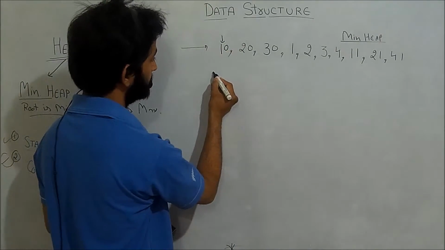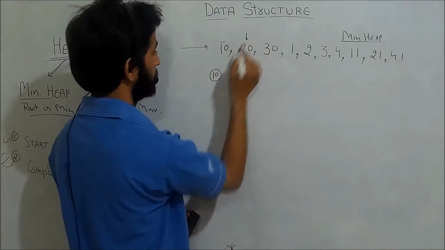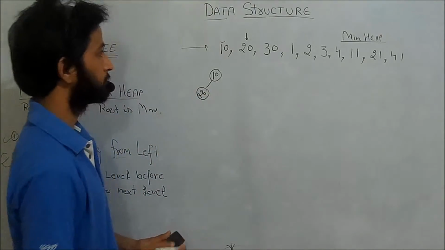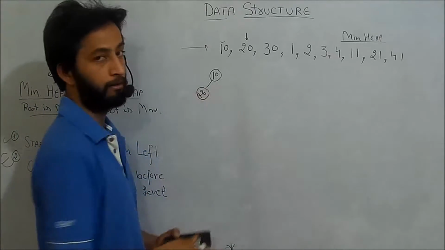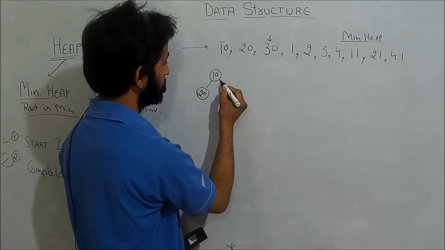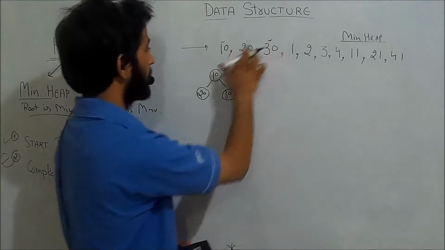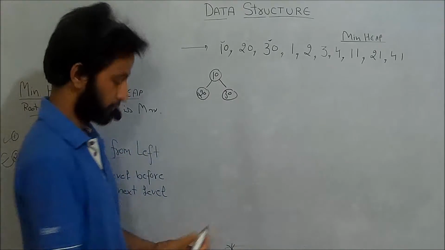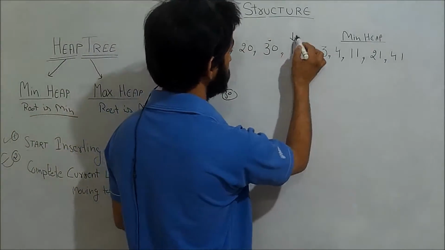Okay, so let us start with the first element, that is 10. So 10 will be here. Next, after 10 we have 20. 20 will be inserted here. So it is okay because it is a property of min heap that the root element is always minimum, so it is okay for that. And after 20 the next element is 30. For 30 it is here, so it is okay for 30. And up to this point the tree is a min heap because the root element is minimum as compared to its children. Okay, so after 30 the next element is 1.